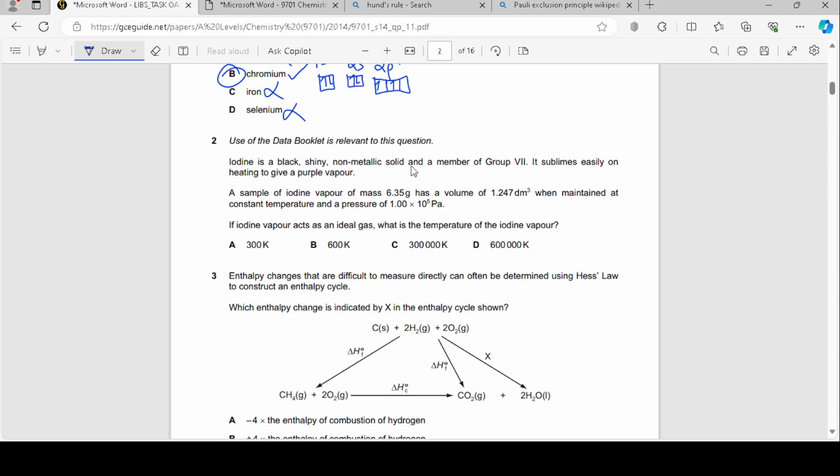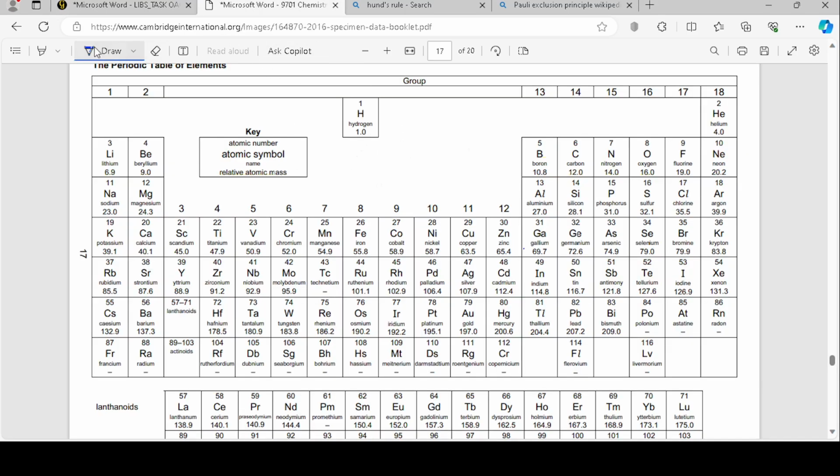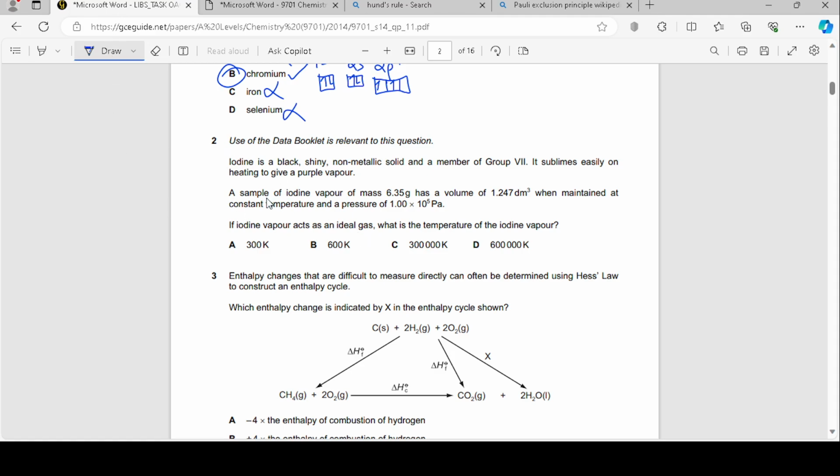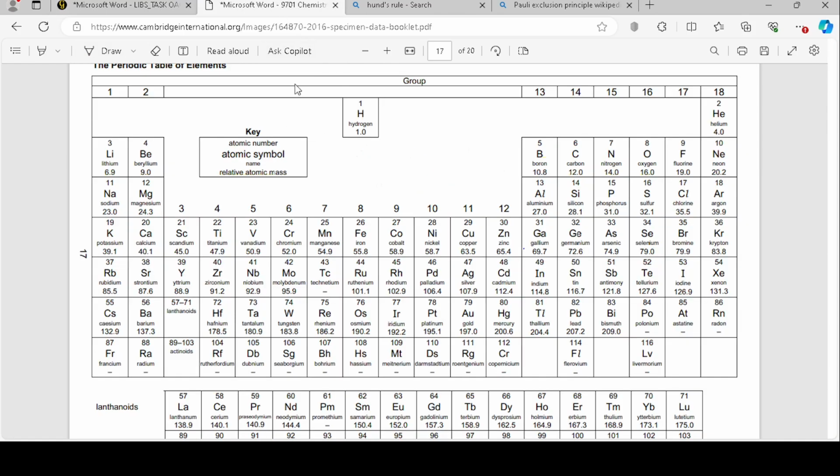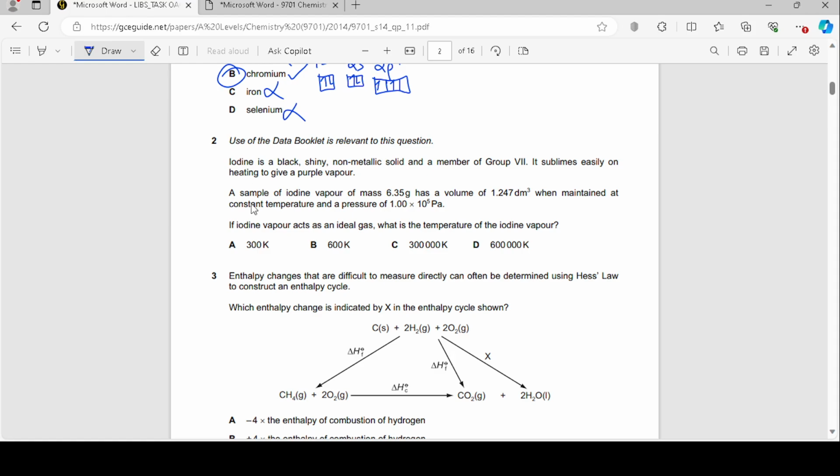Use of the data booklet is relevant to this question. I have the data booklet. I don't know if you need it anymore or not. I think now they don't really give you a data booklet, right? They just give you a periodic table, and if you need any data, they give it to you. But anyways, this is an old data booklet, 2016. It's fine. We'll use it because this is a 2014 paper.